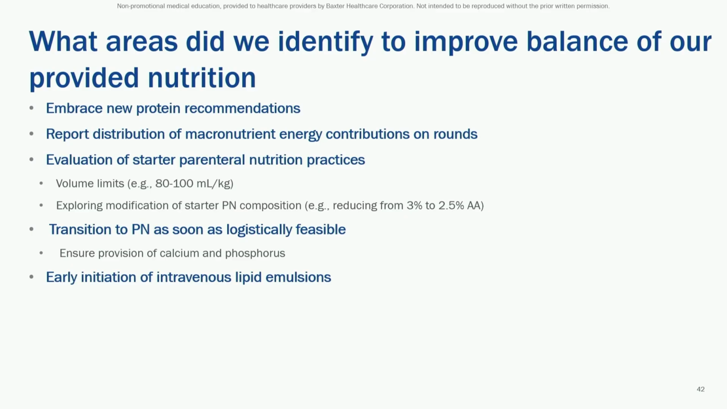We're starting to talk about evaluating our starter PN practices, ensuring that we're not exceeding our volume limitations of 80 to 100 ml per kilo per day, and exploring potentially modifying our starter PN composition by reducing the amino acid component. We, of course, want to transition to full PN as soon as is logistically feasible to ensure the provision of calcium and phos. And we do want early initiation of IV lipid emulsions.